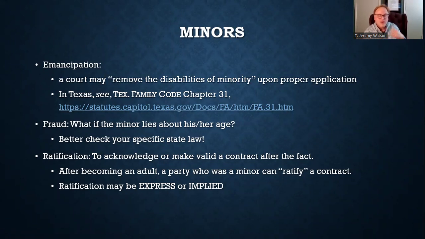Okay, but what if a minor enters into a contract when they're under 18, and then once they turn 18, they say, you know what, this was the contract I meant to enter, and it's in my best interest, and so I'm going to say grace and accept this contract. Right? That's called ratification. All right. So after becoming an adult, if a minor ratifies the contract, well, then the contract is enforceable, even going back to when they were a child, right?